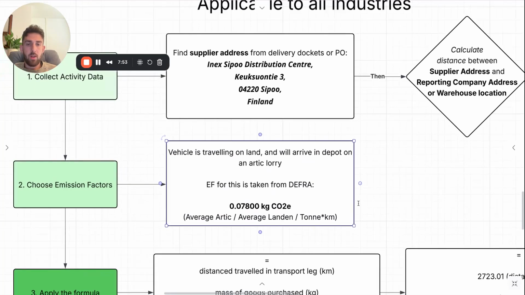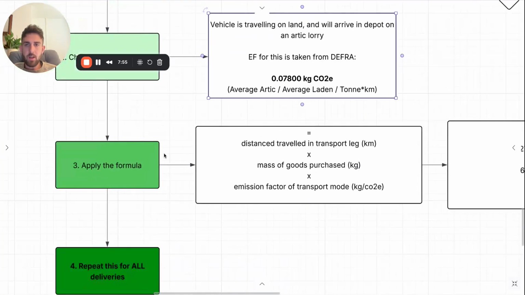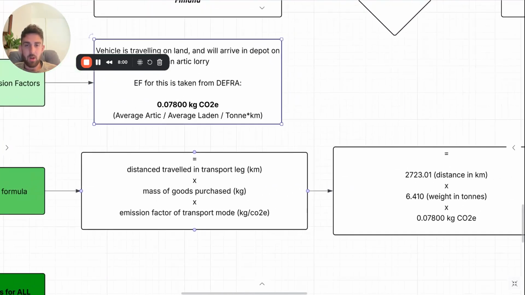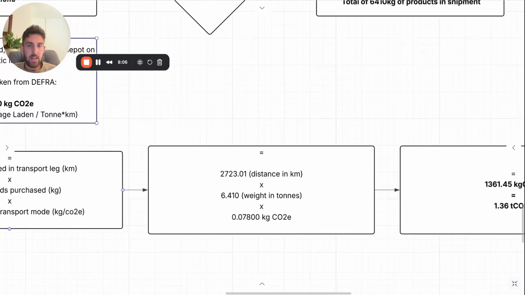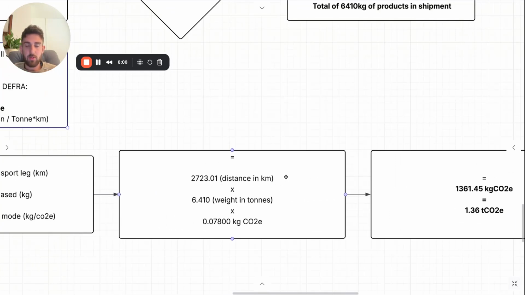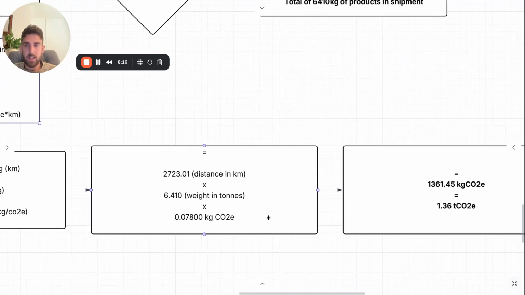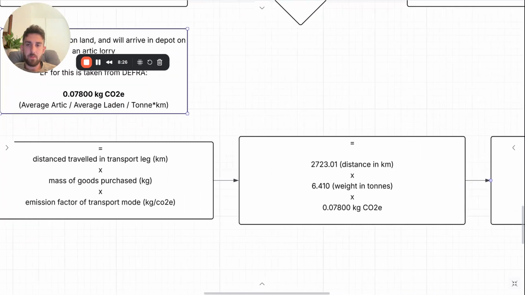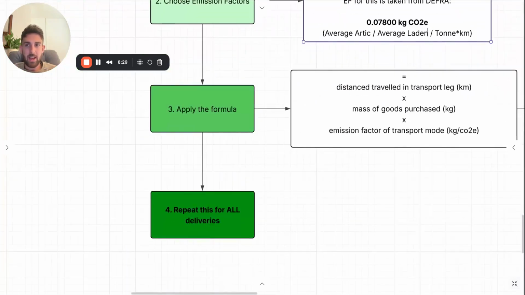Finally, we apply the formula here. It's exactly what we just showed you in the step before, which is distance travelled multiplied by the mass of goods multiplied by the emission factor. And here we've got the total distance, which we've used from Google Maps, multiplied by the weight in tons, which is required by the formula, and then multiplied by the emission factor, which we've taken from DEFRA. And from there, for this shipment, we're able to calculate the carbon emissions. So we have 1.36 tons of carbon dioxide equivalent. Then what you need to do is repeat this step again for all your deliveries.